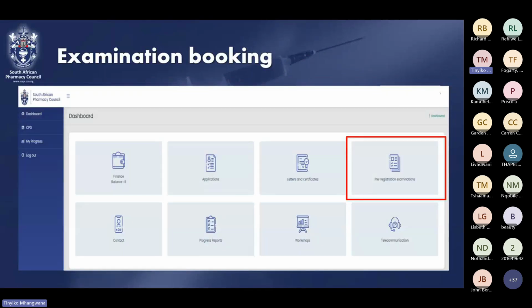How do you go about booking the exam? For you to book the exam, you need to go to the South African Pharmacy Council website. When you log on with your credentials, you will find on the dashboard, which is the first screen that you are going to come across, a pre-registration examination tab, highlighted in red here, which you need to click to be able to book for this exam.